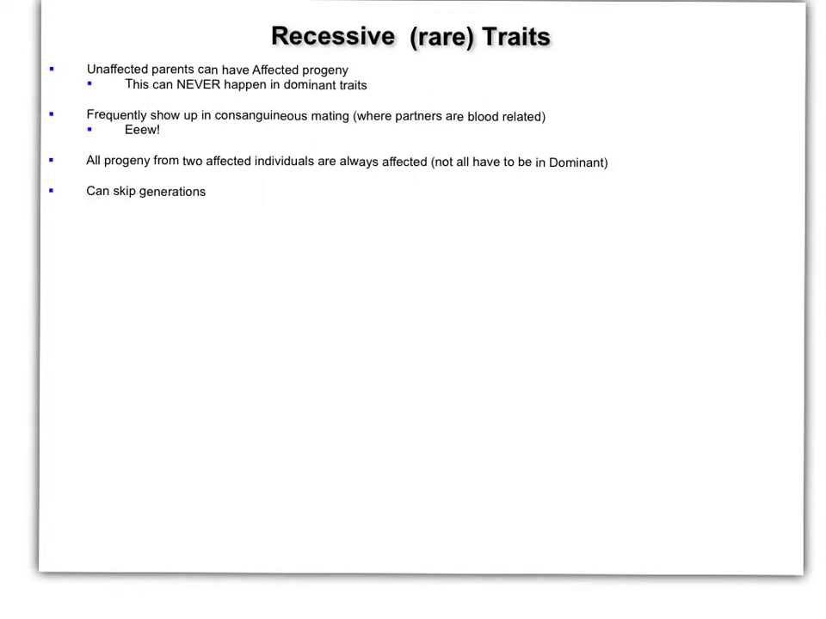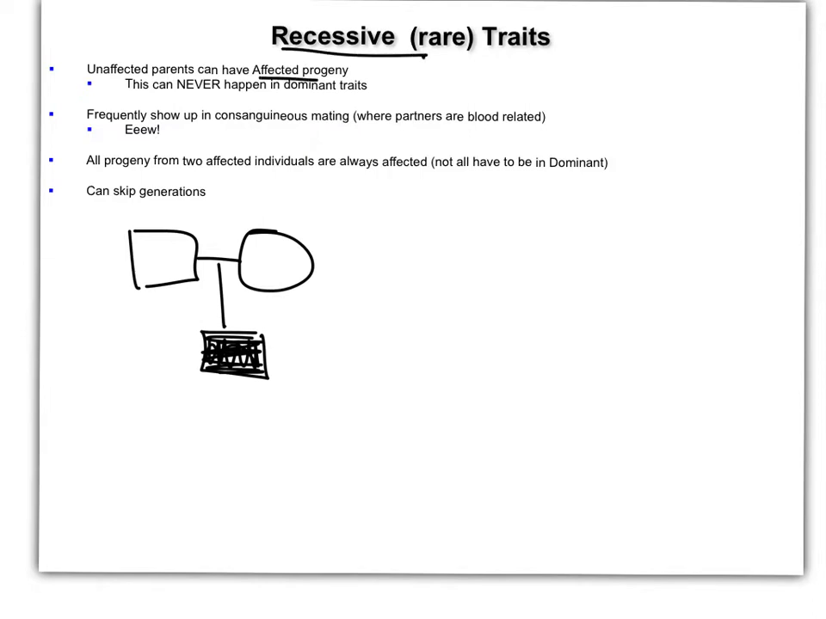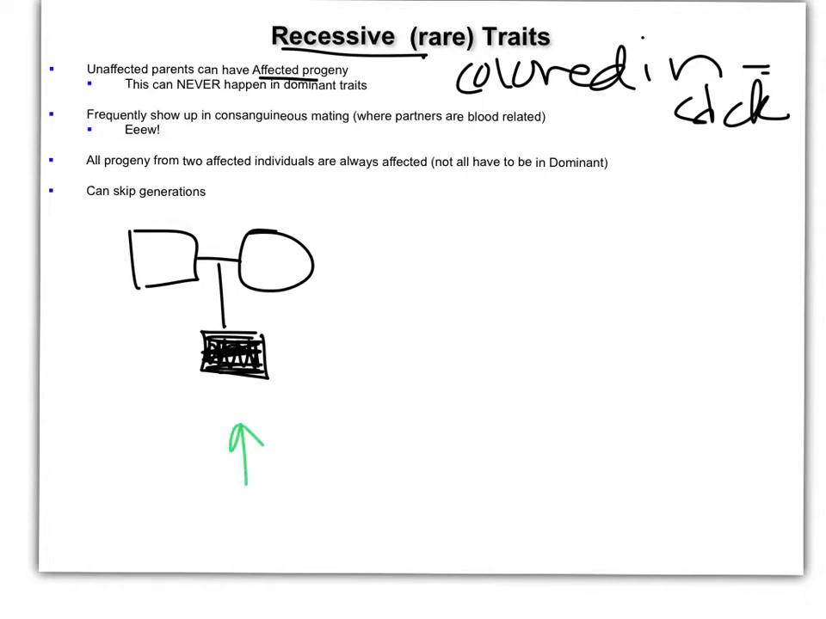Okay, unaffected parents. So our first step: here's unaffected dad, unaffected mom, can have affected progeny. We'll say it's a son, but it could be the diamond shape, which is just neither. So how does this happen? If we're recessive and we're talking affected, that means the colored in have it or are sick. So we know the colored in guy, that guy, is affected.